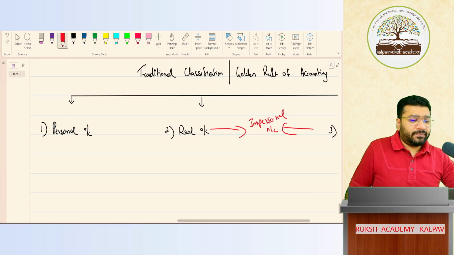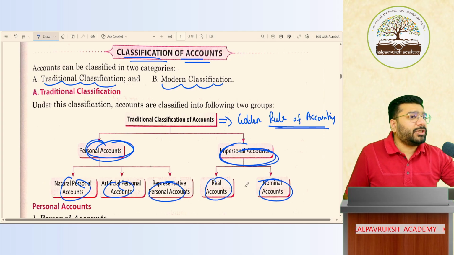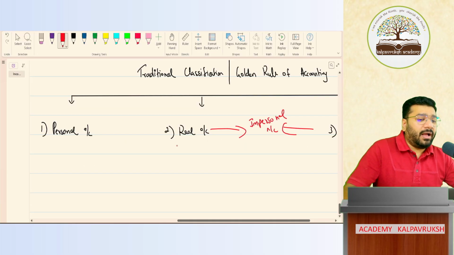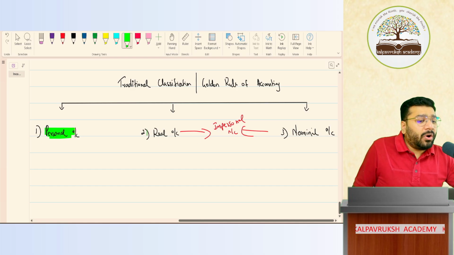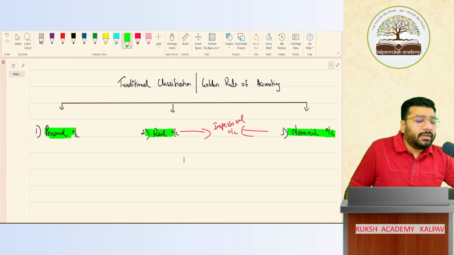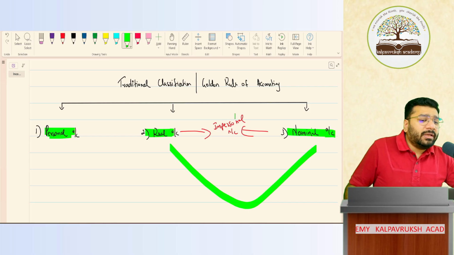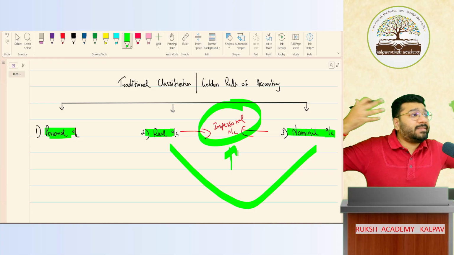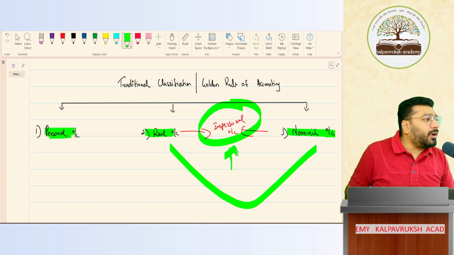So actually one is personal, second is impersonal. Under personal we have 3 subclassifications, under impersonal we have 2 subclassifications. Now, this looks very complicated. Got it, not got it? Hence, I said the golden rule says that all the accounts can be classified as personal or real or nominal. Real and nominal put together are called impersonal account. You don't need to focus on this or remember it; impersonal account as a question will not be asked. But at the back of your mind, you know that real and nominal accounts are part of impersonal account. Got it, not got it?